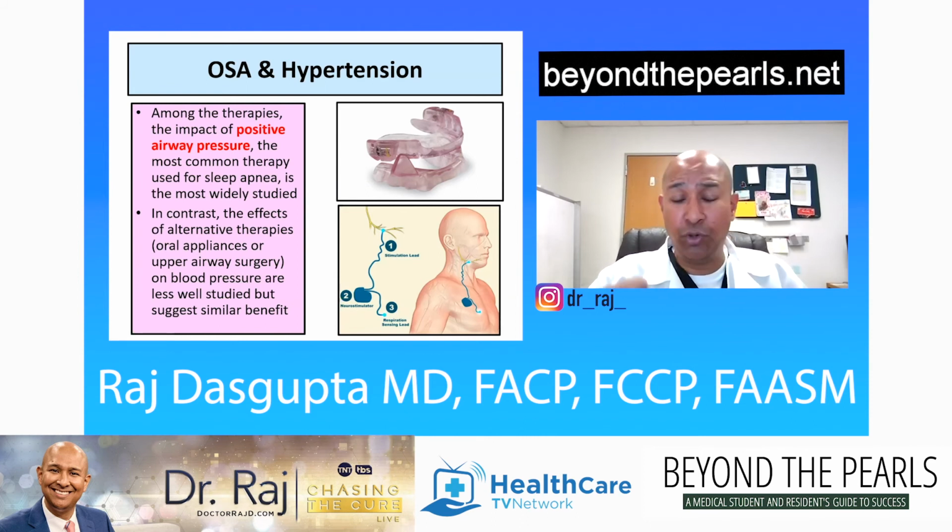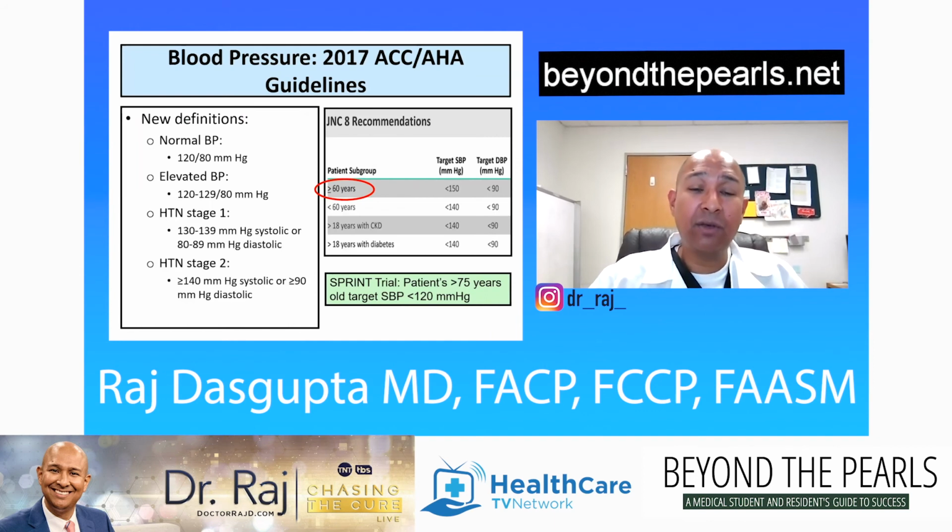These are individuals where you want to treat, but they couldn't tolerate PAP. They're not candidates for other types of surgery that you may consider. But once again, alternative therapies in regards to treating the hypertension with OSA haven't been well studied. So why is this important, especially to a cardiologist?